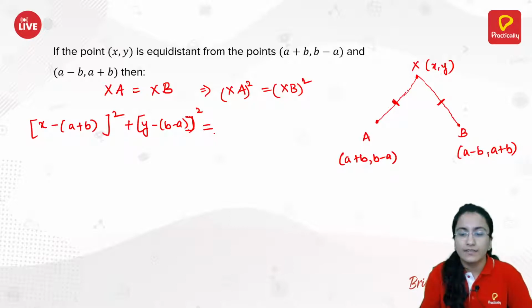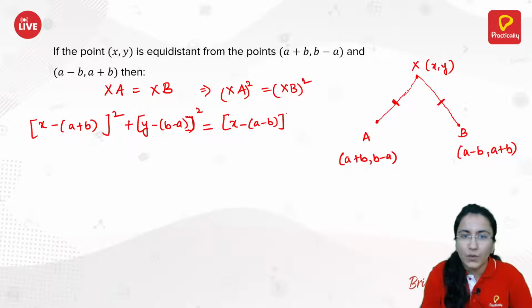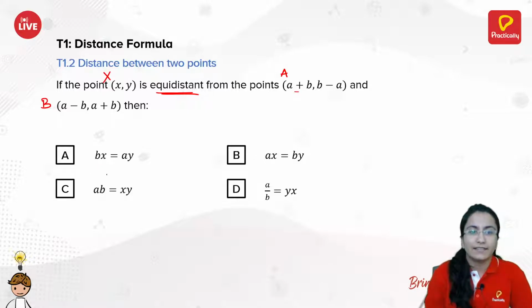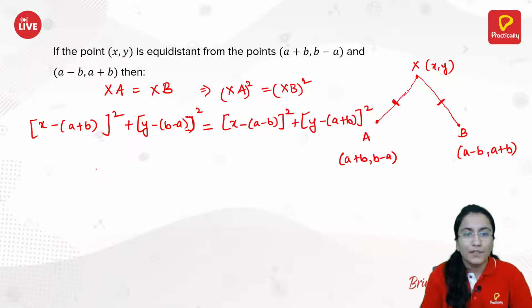Now write XB square using the distance formula. So we have (x minus (a minus b)) square plus (y minus (a plus b)) square. That's it. Now apply the properties, open up the brackets, and simplify, because the options given are in a much simplified form. There might be some terms which get cancelled.